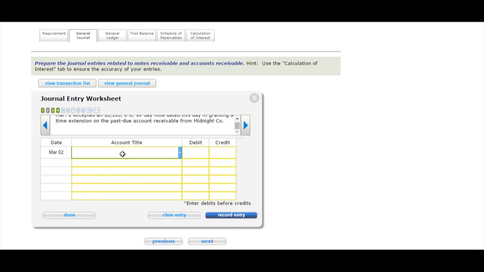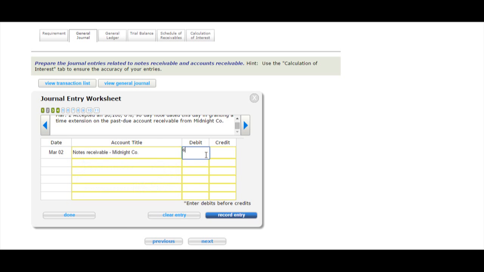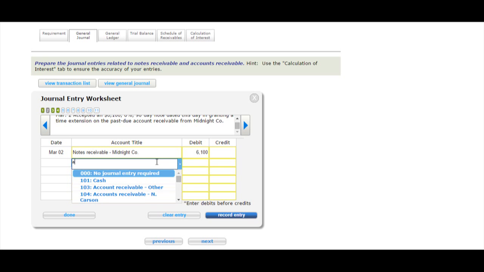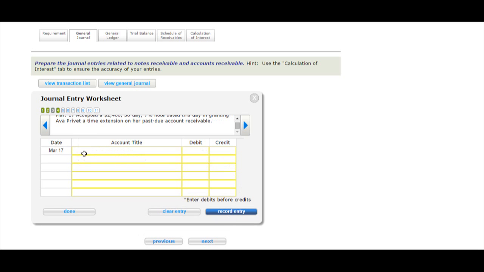On March 2nd, the company accepts a note from Midnight Company to grant a time extension. Record notes receivable for the principal and credit accounts receivable for the same amount. It's simply moving the amount from one account to another. On March 17th, the company accepts a note granting Ava Privet a time extension on her account receivable. This is the same entry you did for the last one, just the amounts are different.